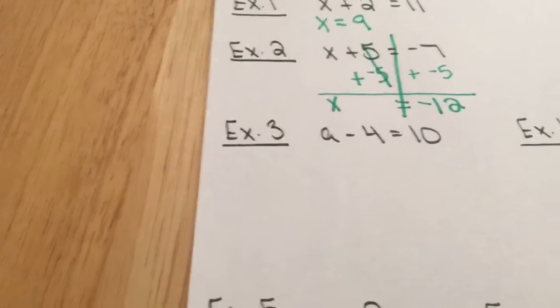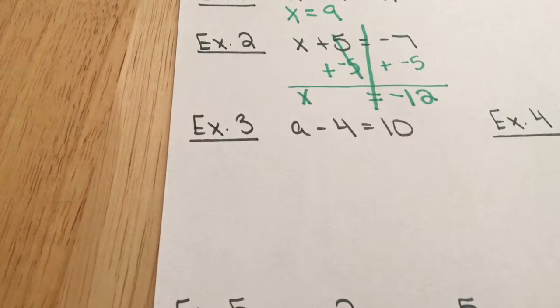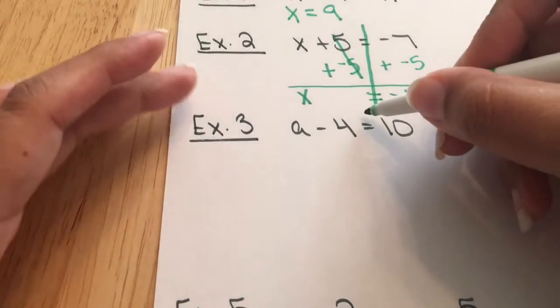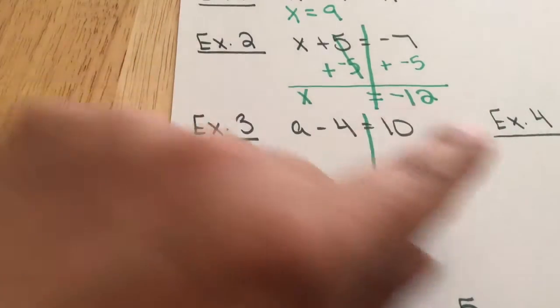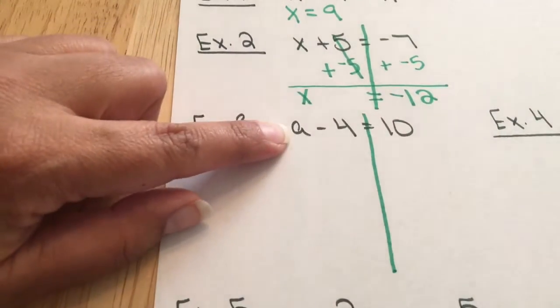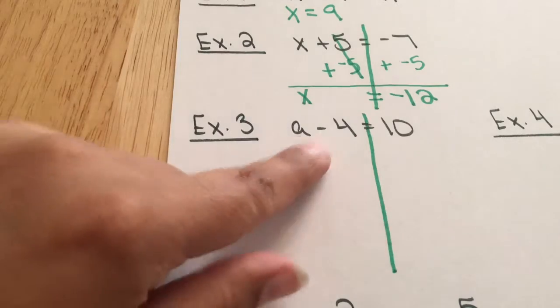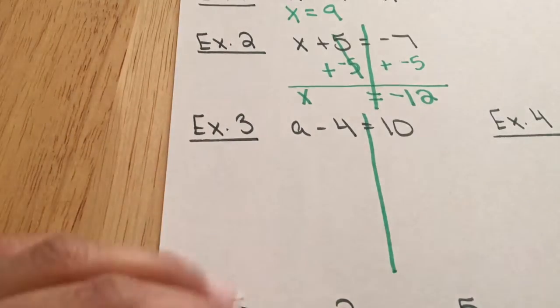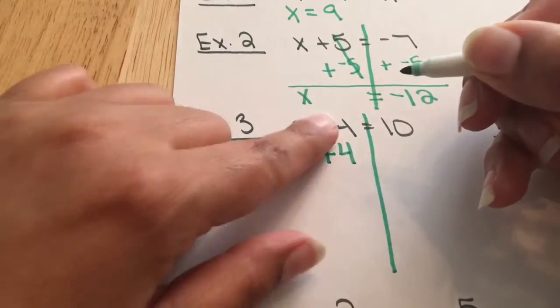All right, so if we look at example 3, we have a, that is an a, minus 4 equals 10. Again, I want to put my line right here down the middle of my equal sign, separating my left side from my right side. I notice that my variable a is with the minus 4. Well, what will undo a minus 4 or a negative 4? That's right, a positive 4. So I'm going to go ahead and add 4 to that side.